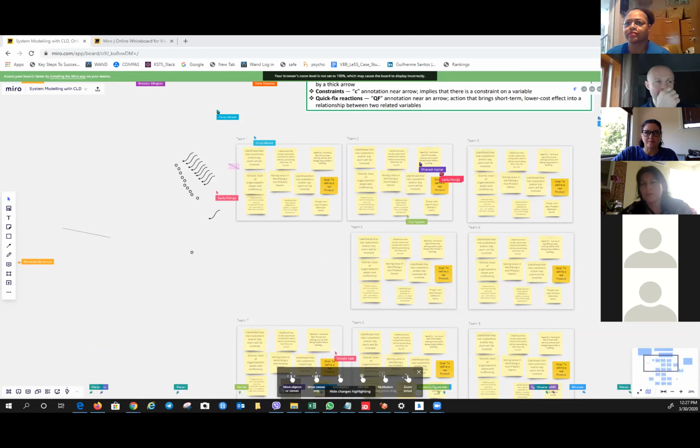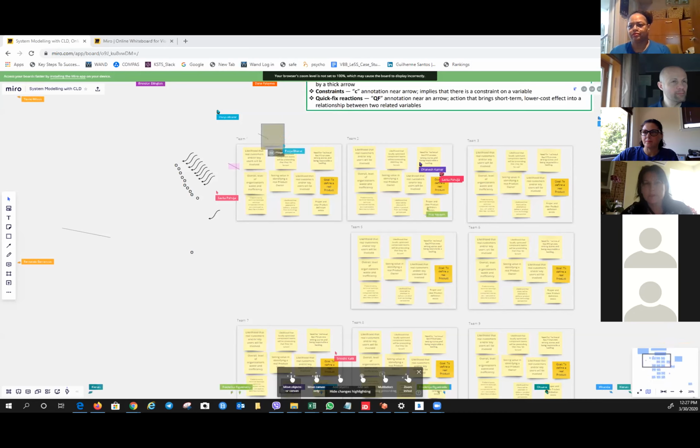Take a minute to introduce yourself to your partners, then start the conversation and start modeling together. So don't try to do it by just one person. Have a conversation about what you're trying to do and how to model all these causal loop diagrams.